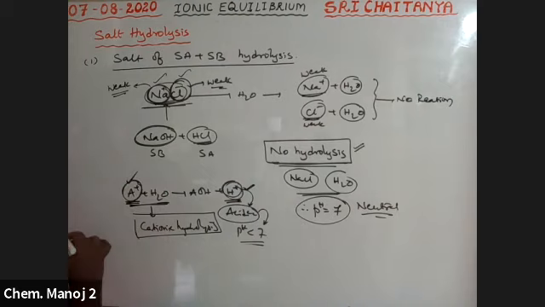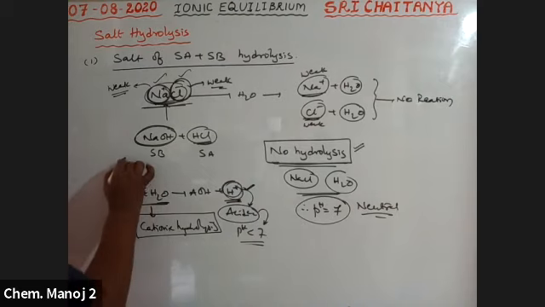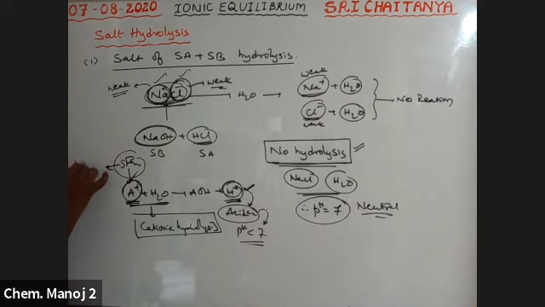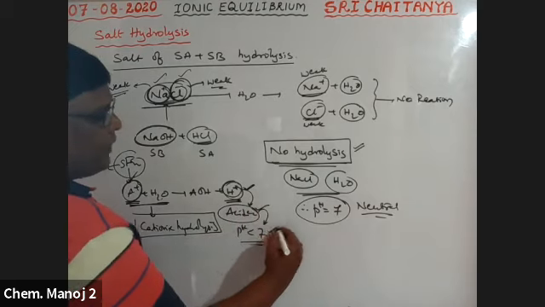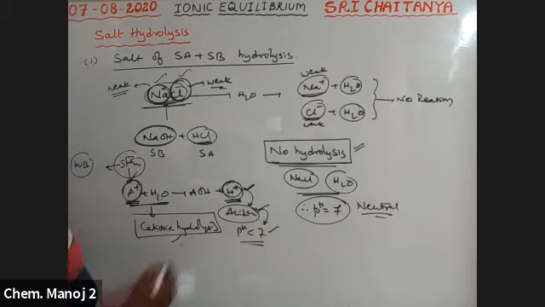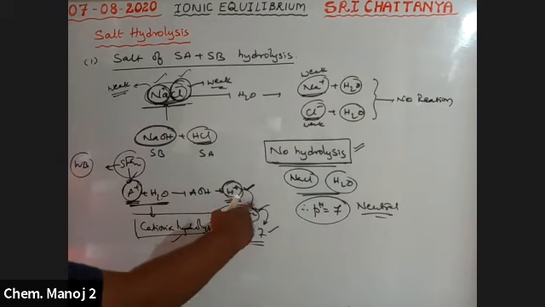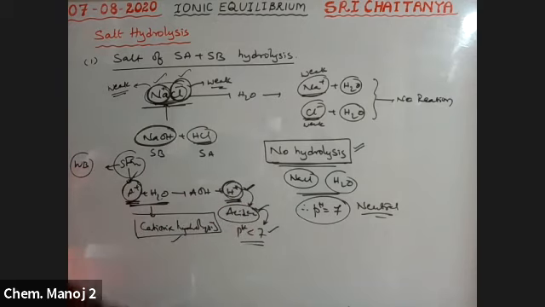So, when a cation enters the reaction, if this cation is coming from a weak base, sorry, cation from base, so that cation from a weak base is strong, that cation reacts with water and releases H plus ion. Therefore the solution becomes acidic and pH is less than 7. Whenever cationic hydrolysis takes place, the solution is acidic and pH is less than 7.